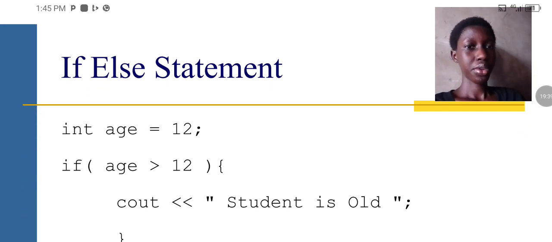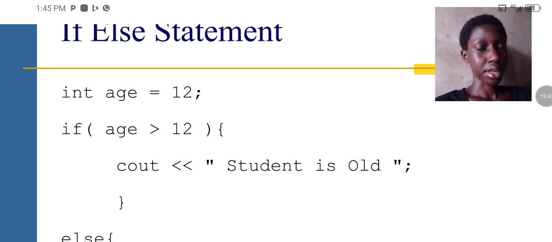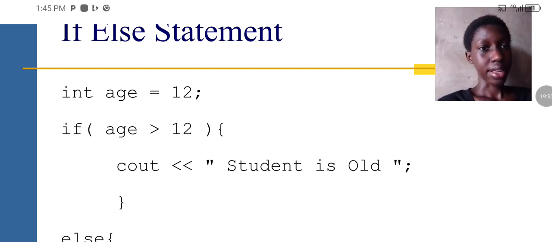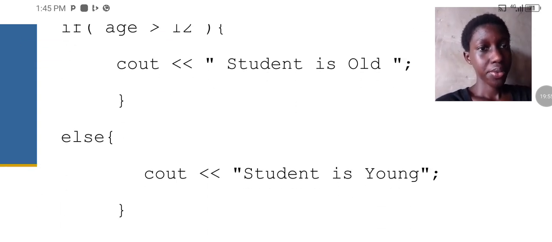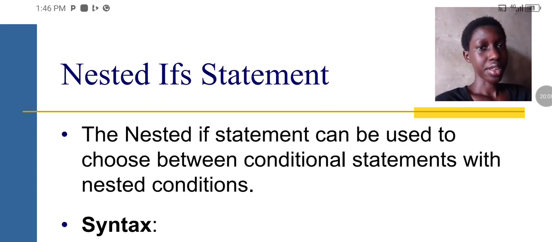So here too, we initialize a variable age. We're still working with the age, and we say if the condition given is if age is greater than 12, right? The compiler should say the student is old. Else, if age is less than 12, the age the user inputs is less than 12, it should say the student is young, right?